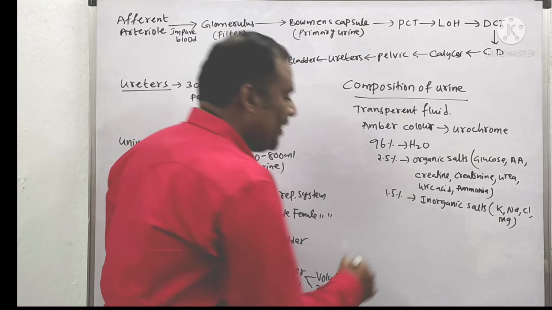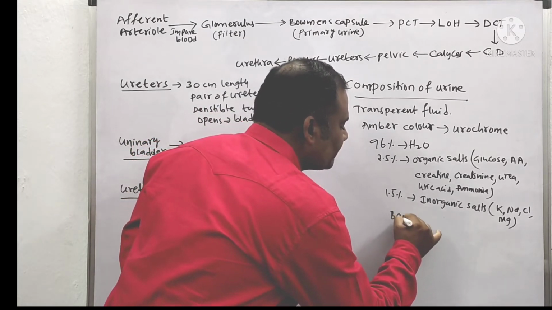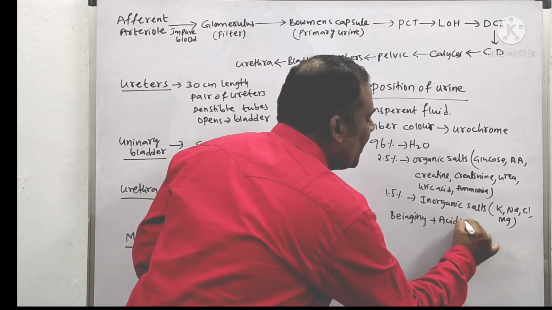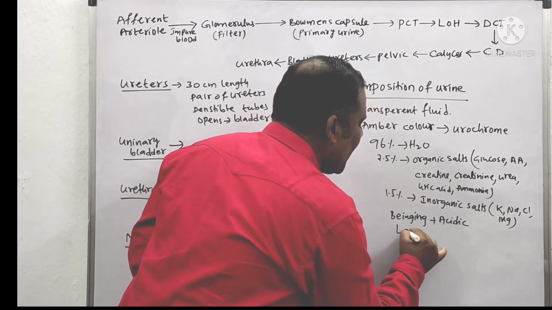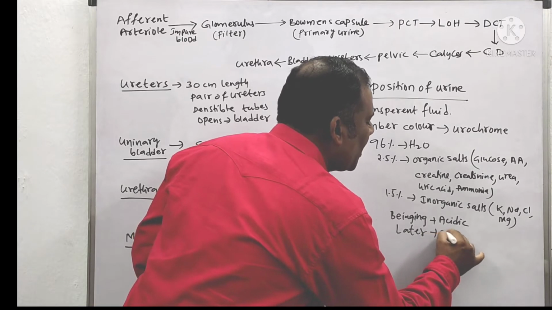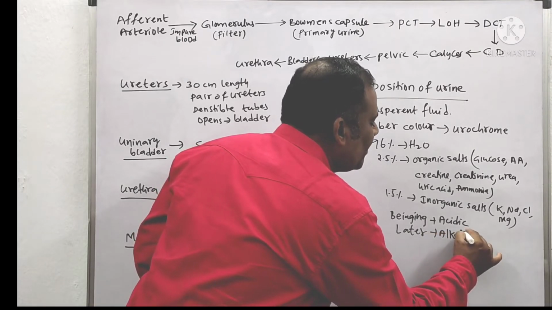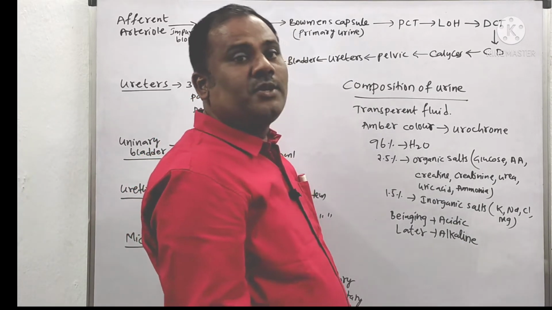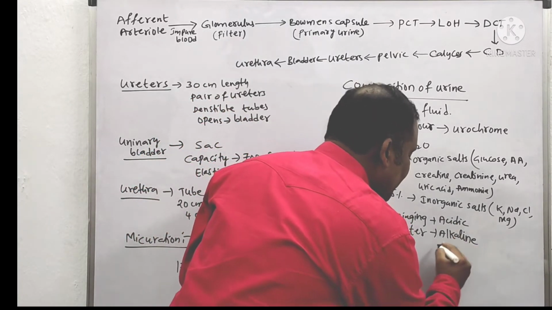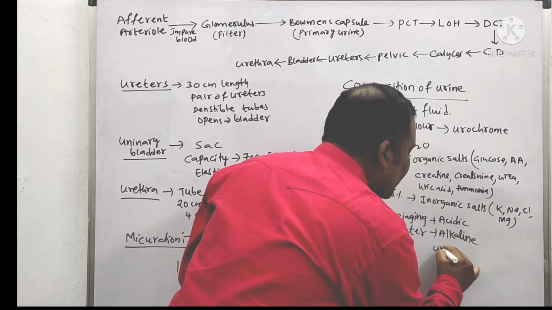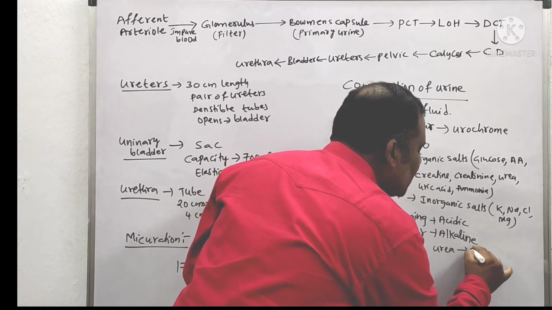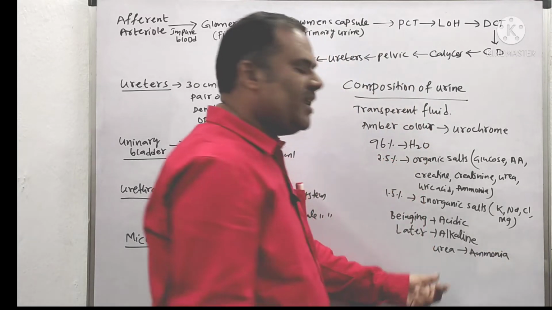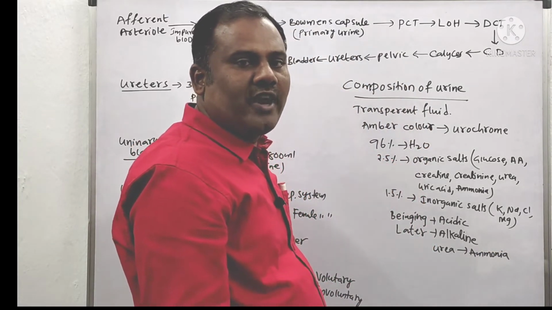And if you take the urine in the beginning, it will be acidic in nature. But later it becomes what? Alkaline. Why is it acidic in the beginning and later becomes alkaline? Due to deamination. In the beginning, the urea is there, no? This urea is converted into what? Ammonia due to deamination. Conversion of urea into ammonia.